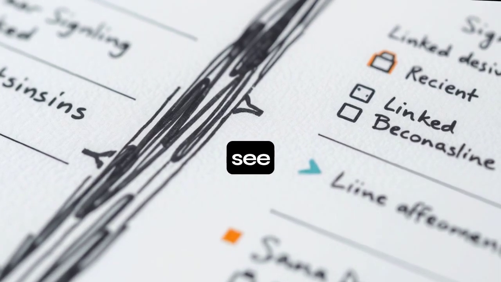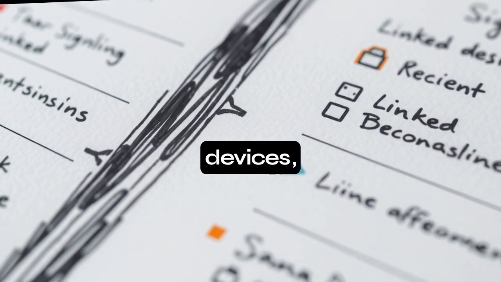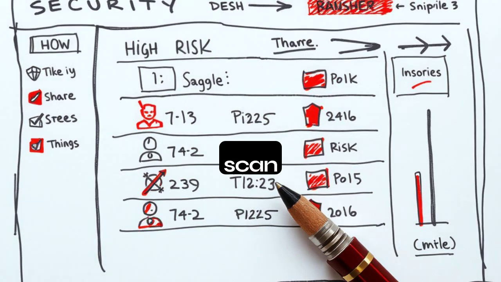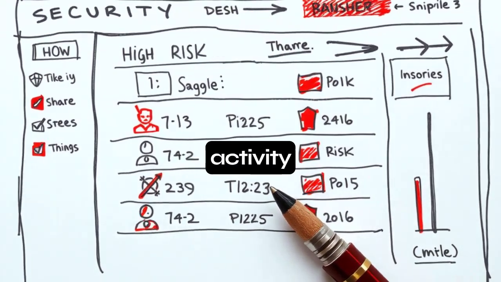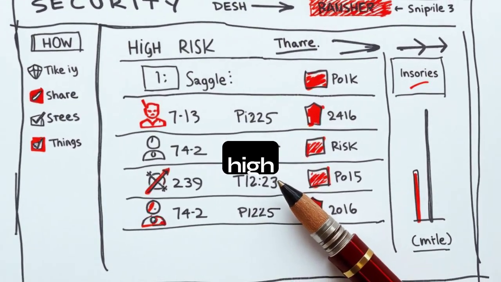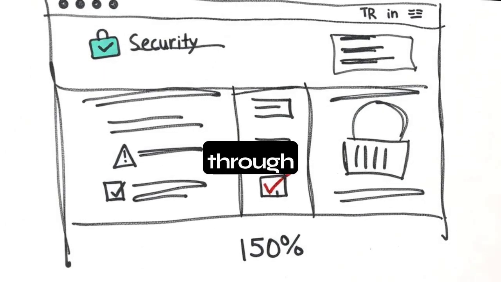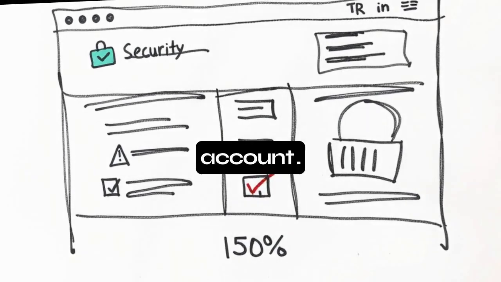At a glance, you'll see recent sign-ins, linked devices, and active sessions. Scan alerts for unfamiliar activity and prioritize items marked as high risk. Now let's walk through 3 quick actions to secure your account.